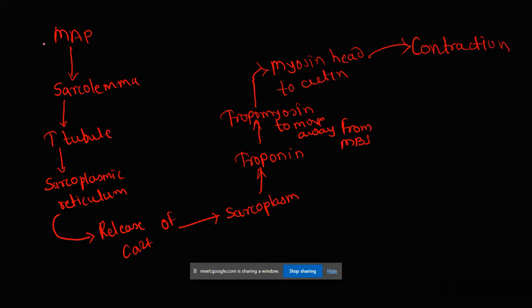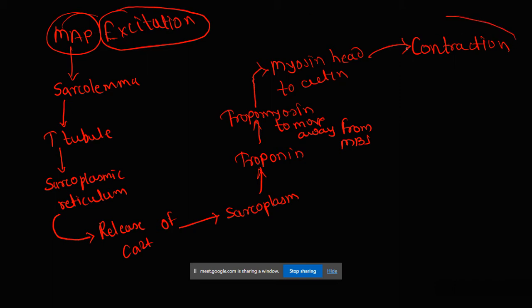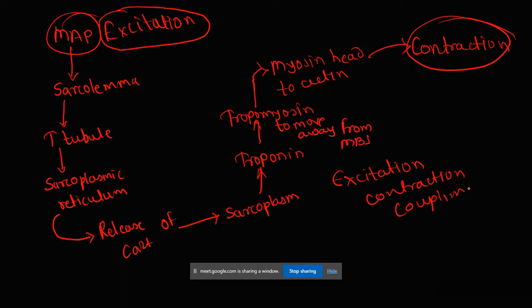Okay, so this process connects excitation, the generation of muscle action potential, meaning where the muscle is getting excited. This excitation we are connecting with the contraction, that's why this process is called excitation contraction coupling. So that's why this step is known as excitation contraction coupling.